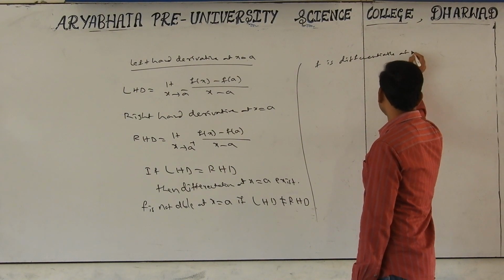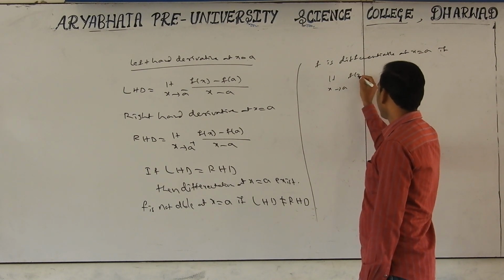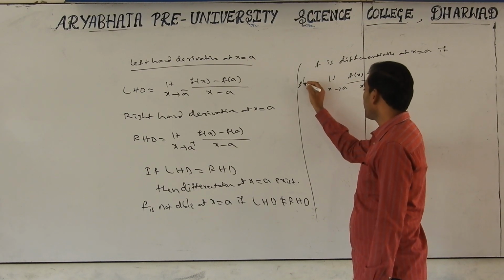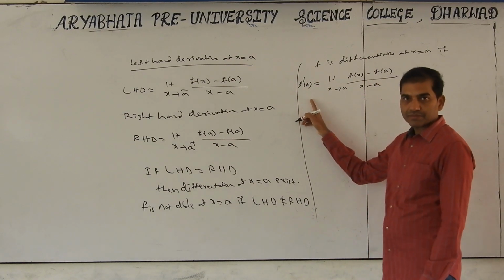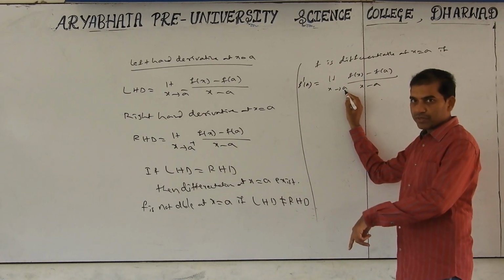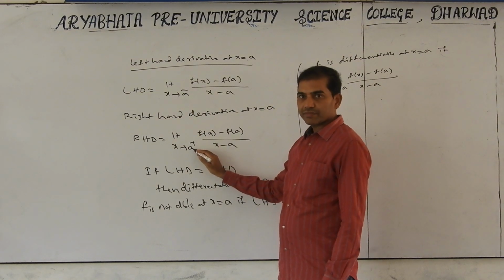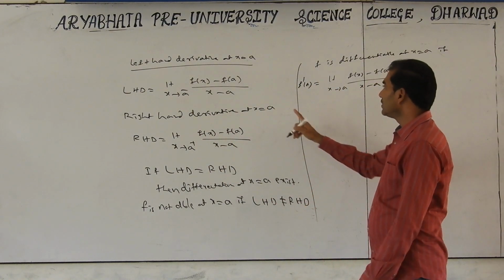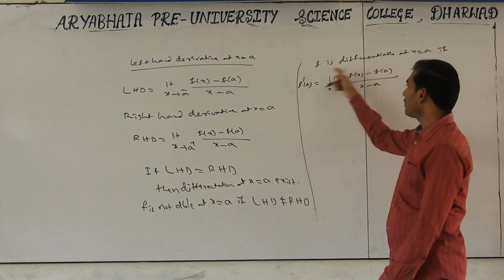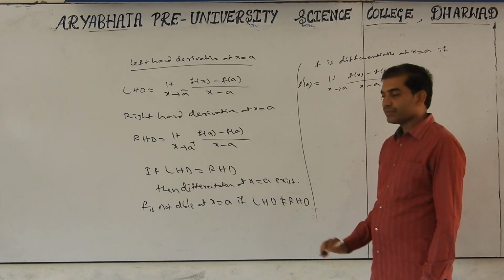Then f is differentiable at x equal to a if the limit of x tends to a of f of x minus f of a by x minus a exists, and it is denoted by f dash a. Here only the left neighborhood of a is used, and here the right neighborhood of a. So when the function is changing, you should find the left hand and right hand derivatives. If the function is not changing, you can use the direct formula. You have no need to find the left derivative and right derivative.